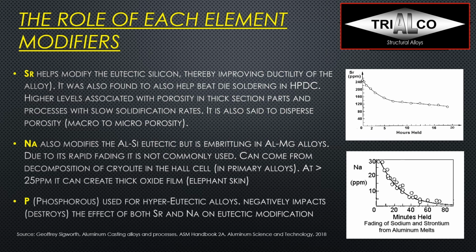And then we have phosphorus, and of course phosphorus would be a very good modifier. It's typically only used for hyper-eutectic alloys. And there it works very well, and we have to really watch out because it negatively impacts, it actually destroys the effect of both strontium and sodium on eutectic modification. So if we recycle parts that were phosphorus modified, then we should not mix them with other parts that will be or are strontium modified, because this will just cancel itself out.